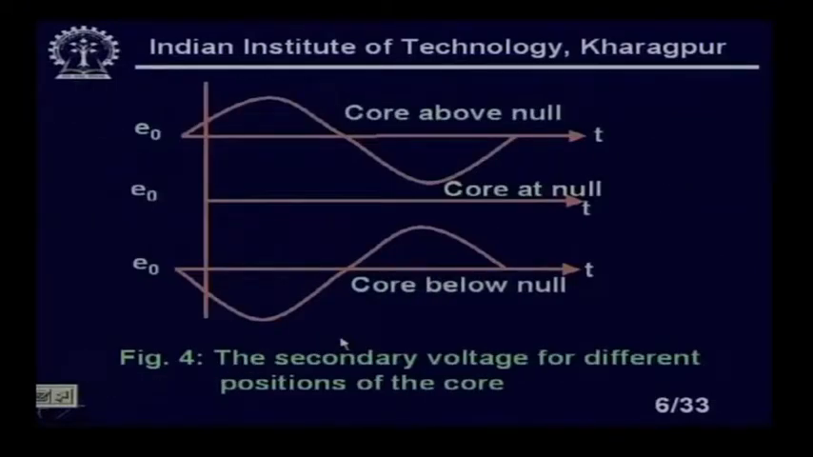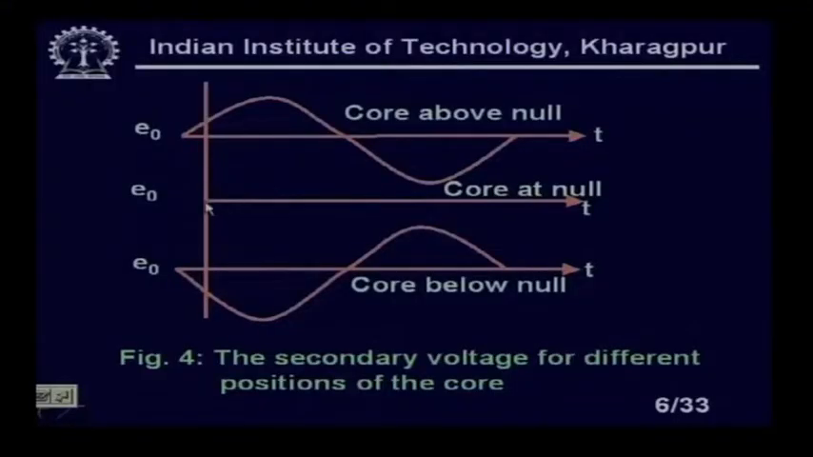Now, this is the output voltage we have drawn with respect to time, for the different positions of the core. Since the two secondaries are in opposition, the core at the null position theoretically gives exactly 0. Even though we are giving a sinusoidal excitation voltage, I do not get an output voltage, since the two secondary voltages cancel each other.